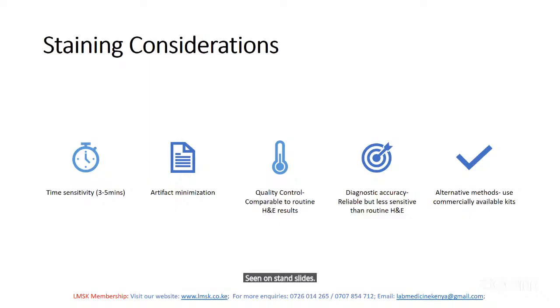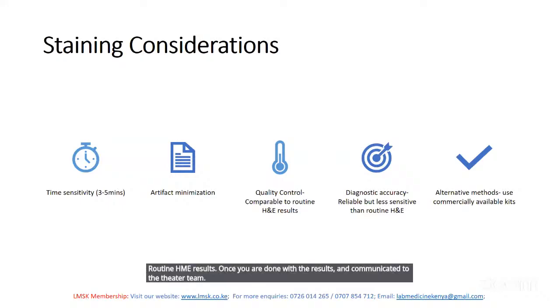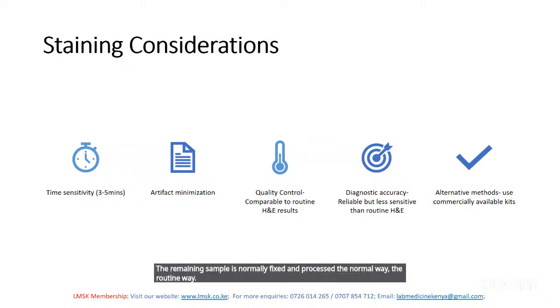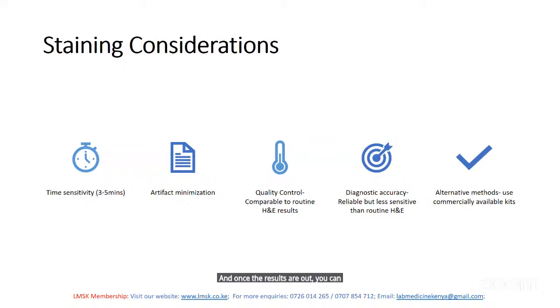Then quality control. For the quick H&E staining technique, you can compare the results to the routine H&E results. Once you are done with the results and have communicated to the theater team, the remaining sample is normally fixed and processed the normal way, the routine way. And once the results are out, you can compare with what was reported.